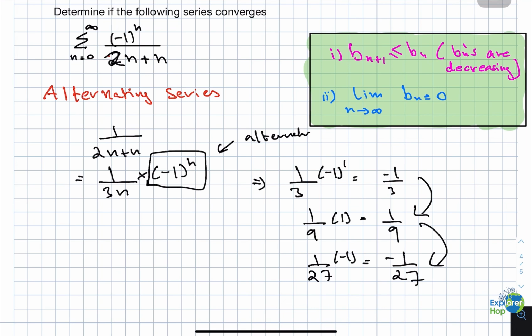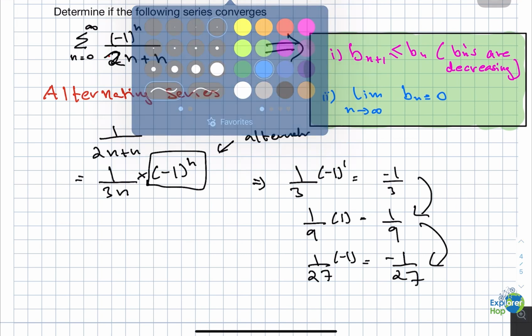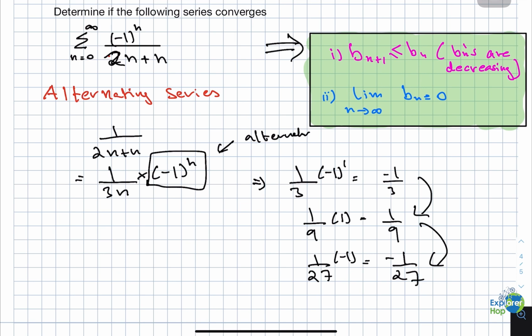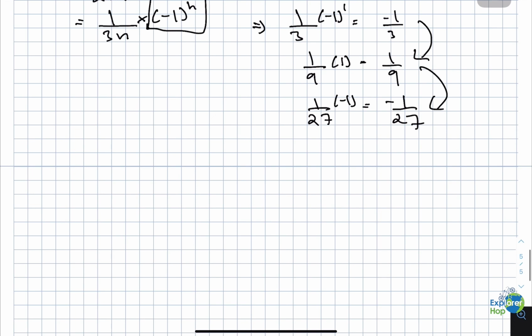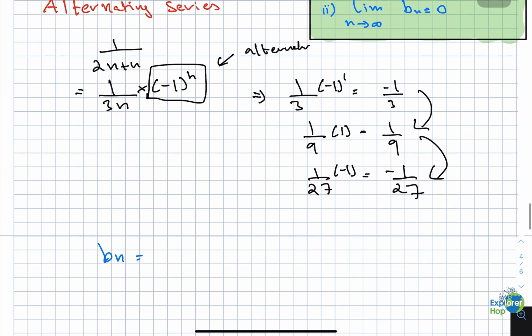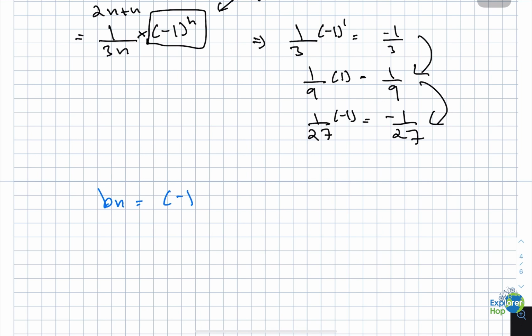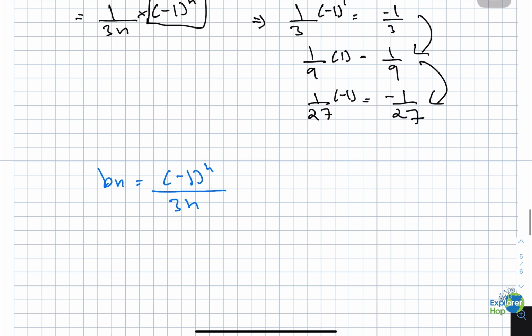Now, to see if an alternating series converges, we have the following conditions that need to be satisfied. First, bn plus 1 is less than or equal to bn, which basically means that the bn's are decreasing. So if bn is equal to minus 1 to the power of n over 3n, we can clearly see that as n gets larger, the series will decrease. The series gets smaller and smaller and smaller.